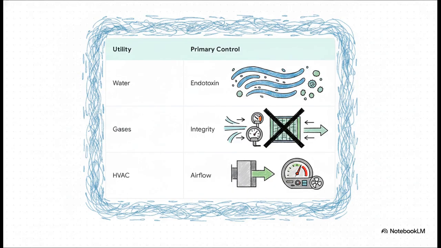So, how do you actually prove to regulators that all these interconnected utilities are maintaining your sterile boundary day in and day out? Well, you need a highly consolidated monitoring strategy. For your water systems, your primary control is the continuous trending of bioburden and endotoxin, with clearly established alert and action limits. For gases and steam, you're relying heavily on scheduled filter integrity testing and monitoring the physical quality of the steam itself. And for your HVAC system, you must rely on real-time alarms for pressure differentials and airflow to give you immediate warning if there's any loss of control.